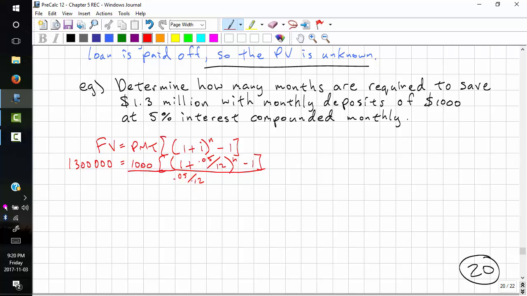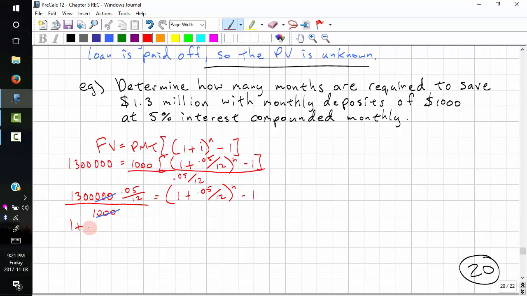This is in the denominator, so we need to multiply it into the other side. So 0.05 divided by 12. This is in the numerator. It goes into the denominator on the other side because we're multiplying. And now we have 1 plus 0.05 divided by 12 to the power of n, minus 1. We can do a little bit of simplification here. We can cancel out 3 zeros. Now we just add 1 to this side.